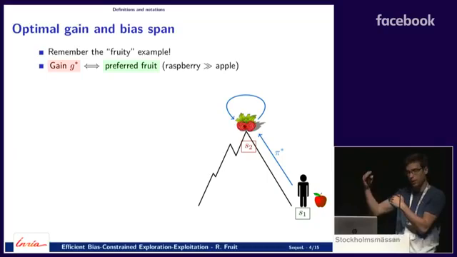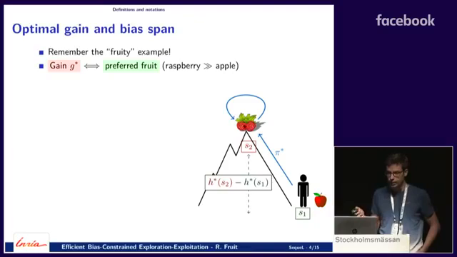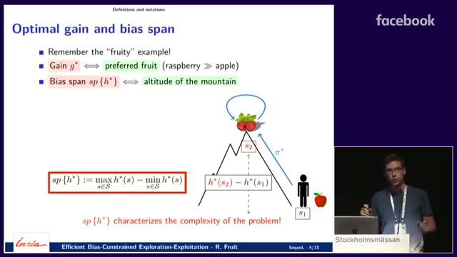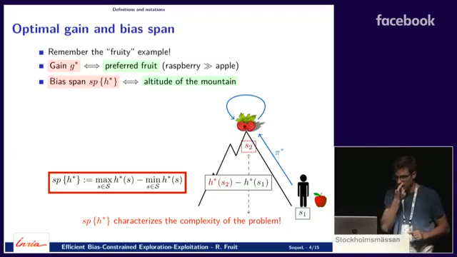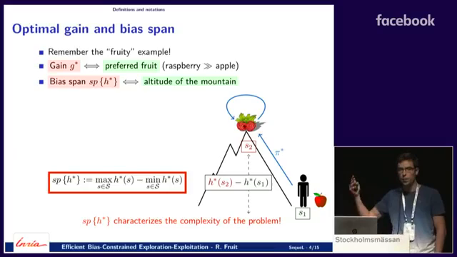But we see that starting from S1 is somehow more costly than starting from S2 because we have to climb the mountain. So this is quantified by the difference in optimal bias between S2 and S1. So now we'll introduce a new quantity, which is the span of the optimal bias, which corresponds to the maximal difference between any two values of the optimal bias. And so here you can interpret the span of H star as the altitude of the mountain. And in general, in all reinforcement learning domains, it will be an upper bound on the cost that you pay for reaching the long-term optimal behavior.